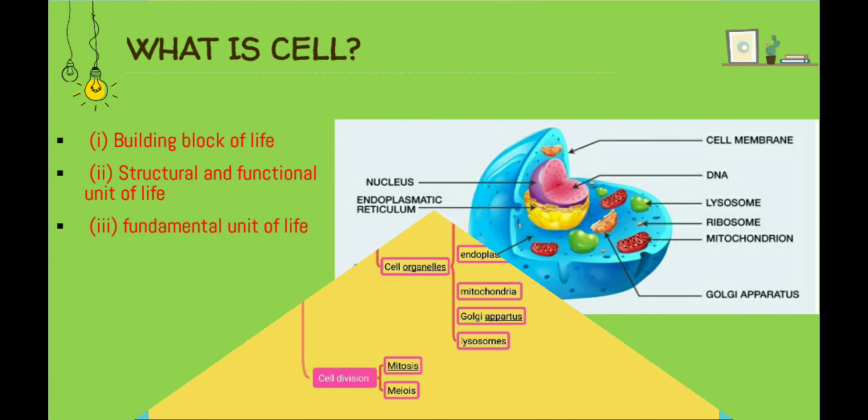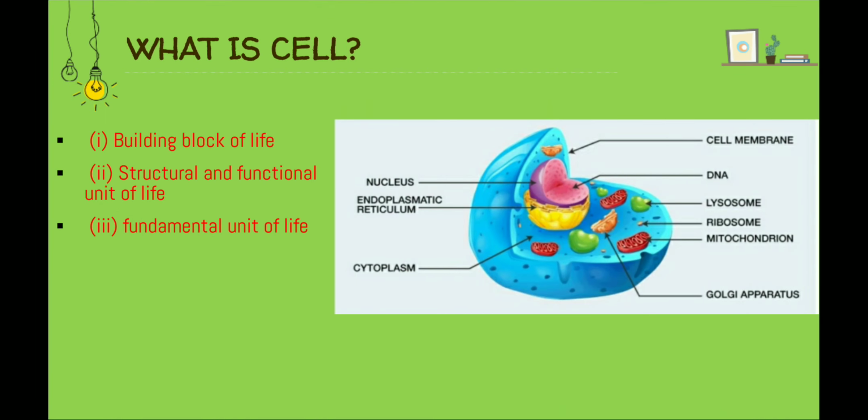Okay, what is a cell? Means the definition of a cell. We have to describe the cell. A cell can be described in three main ways. Those are building block of life, structural and functional unit of life, fundamental unit of life. These three main important terms or definitions describe a cell.